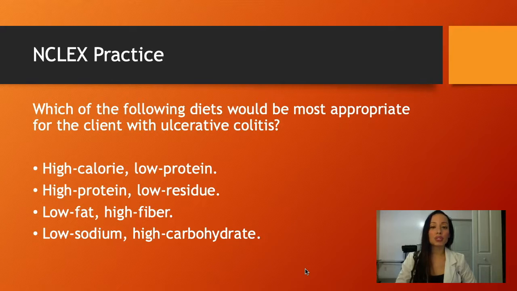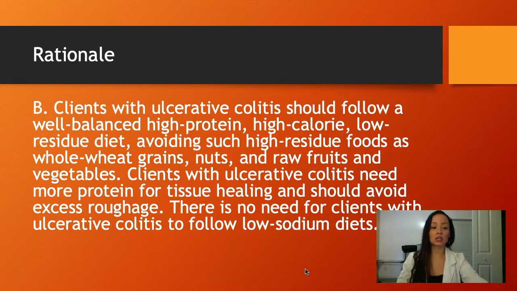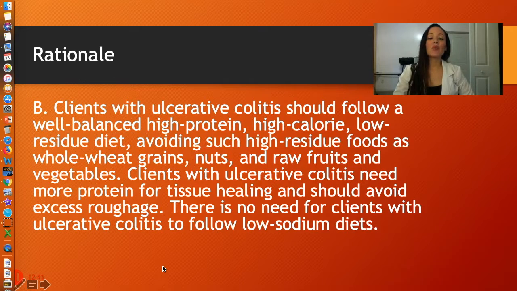Is high protein, low residue. We don't want anything to get stuck in there. Clients with UC should follow a well-balanced, high protein, high calorie, low residue diet. And they want to avoid high residue foods such as whole wheat, nuts, raw fruits, and vegetables. They need more protein for tissue healing, and they should avoid excess roughage.